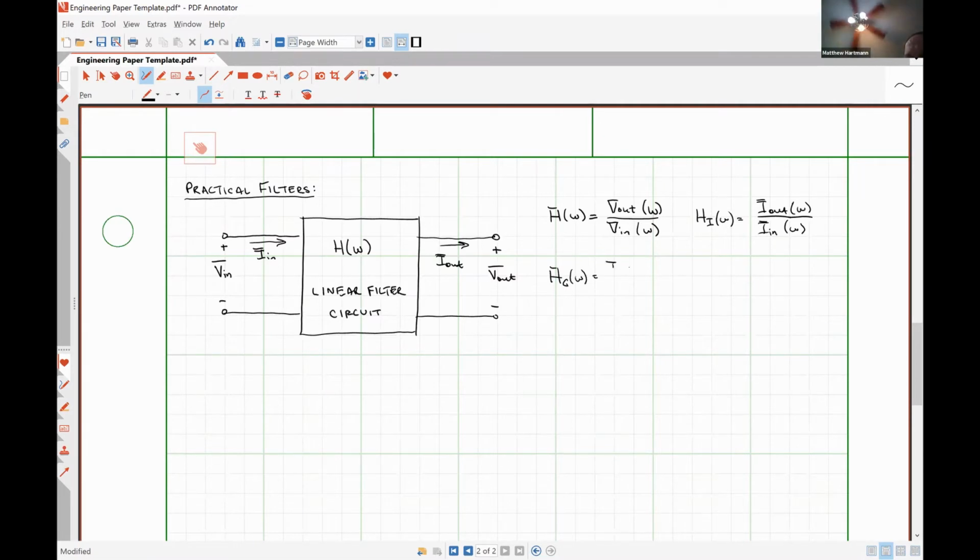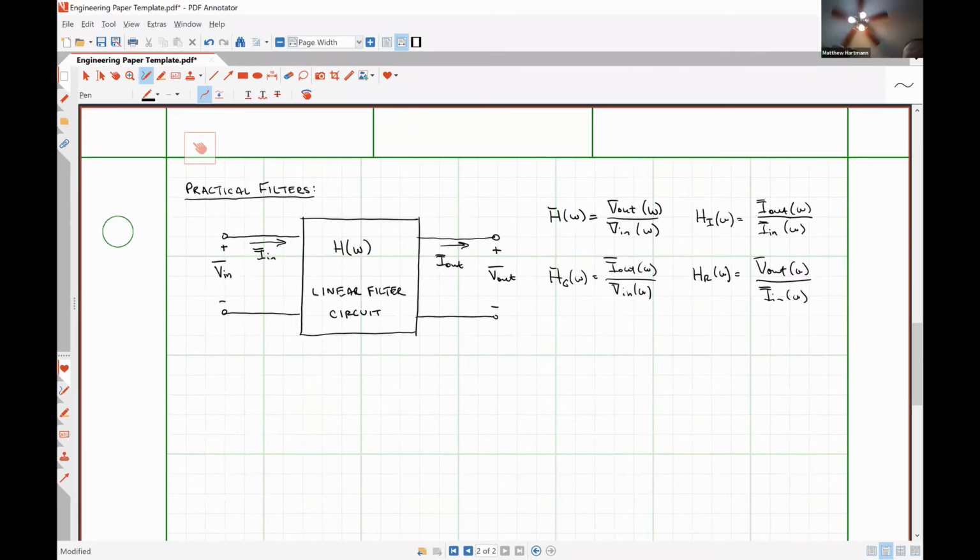Would be I out divided by V in. And we could have a transresistance transfer function, which would be V out divided by I in.